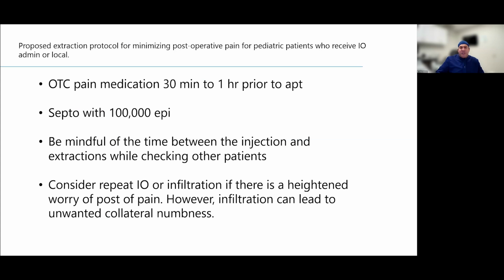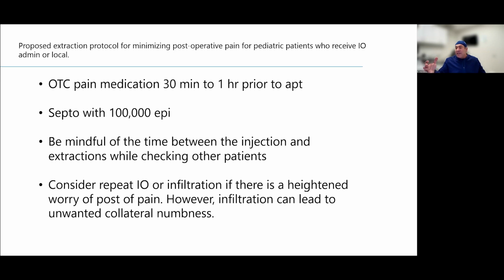This is a proposed extraction protocol for minimizing postoperative pain. Some doctors have gone to this if they're really worried about things, and this isn't just for IO. You can use this for any procedure where you're giving local anesthetic. Think about pre-medicating with an OTC pain medication, Motrin or Tylenol. If you're really worried about maximizing the length of your effective local anesthesia, we may want to use 1 to 100,000. We know that once you give that IO injection, that patient is immediately profoundly numb.